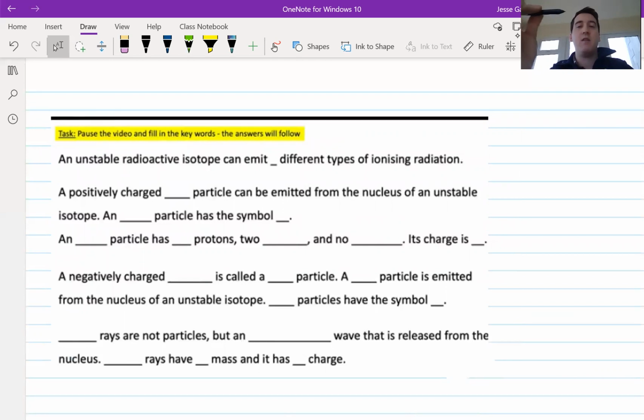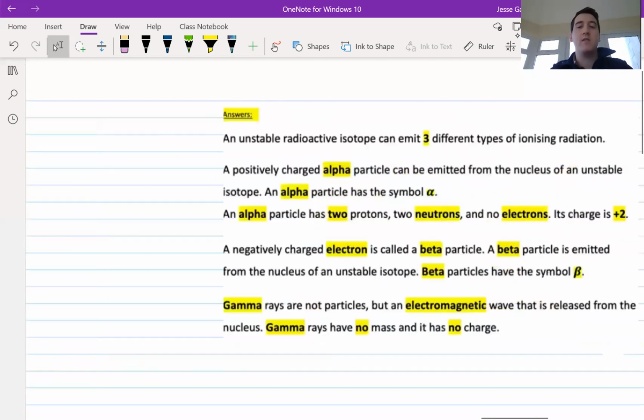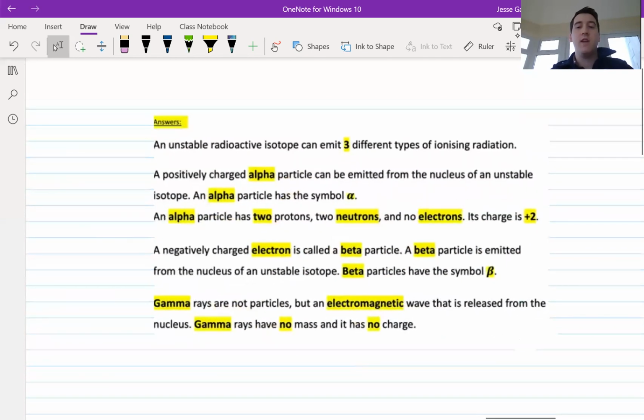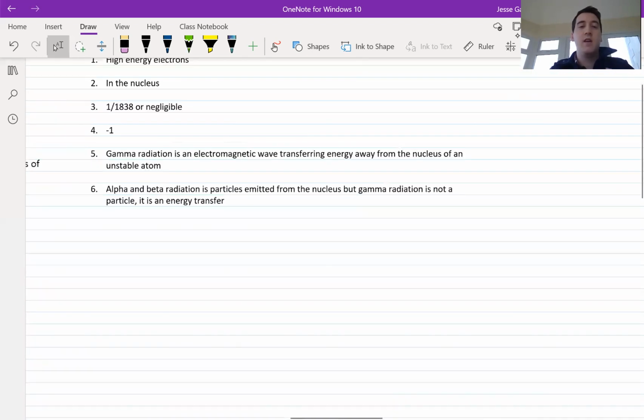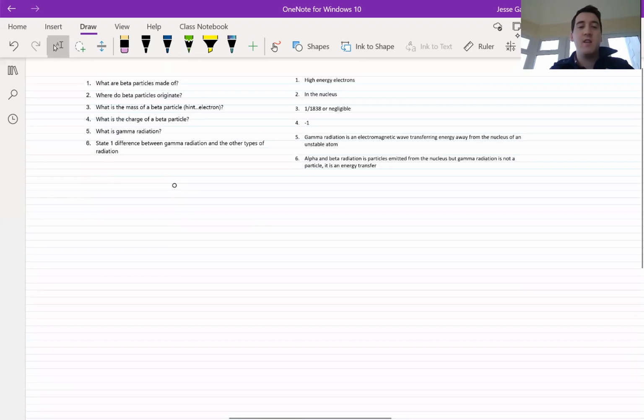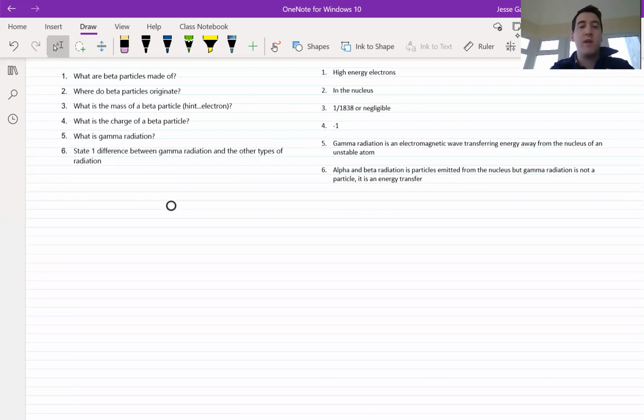Again, you should have your red pen out for correcting, and you should actually make a point of ticking them off whether you had them right. And if you don't, put an X through it and write the correct word in red now. Okay, so here are the answers. Pause the video and make any corrections that you need to now. Okay, so you now know about the different types of radiation. One thing I want to focus on, if I go back here for a second, is where you have to state one difference between gamma radiation and the other types of radiation.